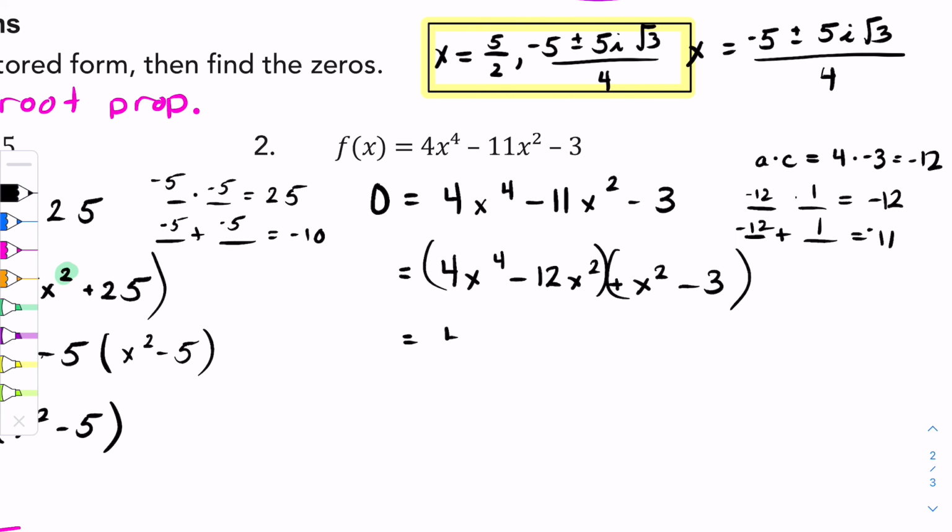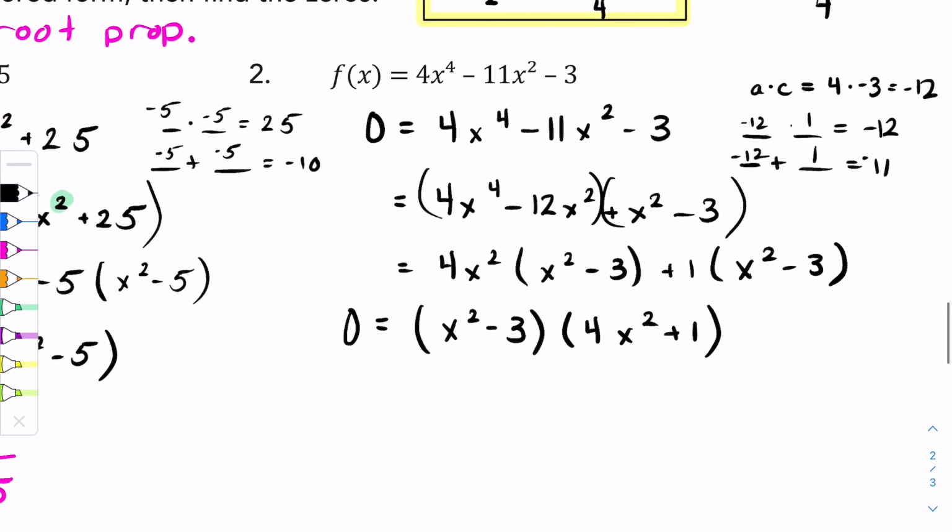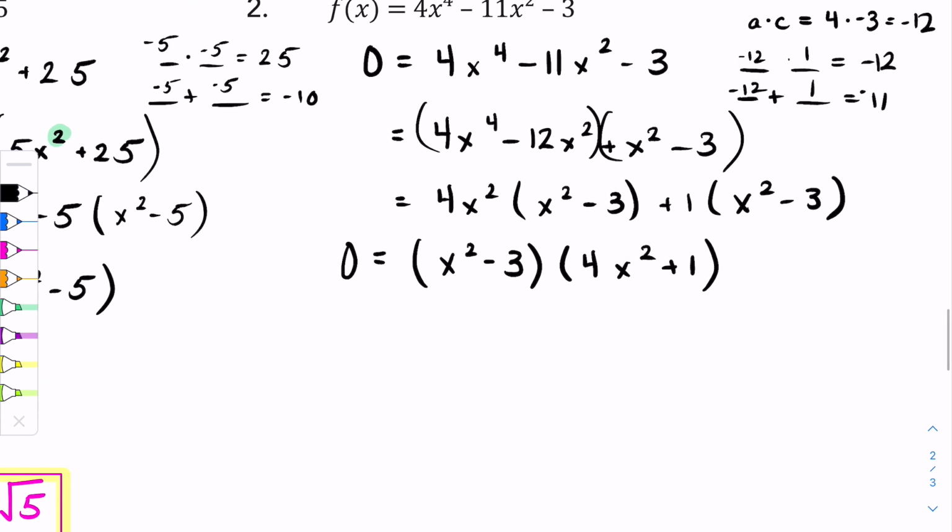GCF of the first group is 4x squared. Left over is x squared minus 3. GCF of the second group is 1. Left over is x squared minus 3. When I write this in factored form, my common factor is x squared minus 3, and my GCFs are 4x squared plus 1. So you could try to factor this further, although it's not going to help you at all. So at this point, you're going to use the square root property. You're going to set each factor equal to 0, actually.